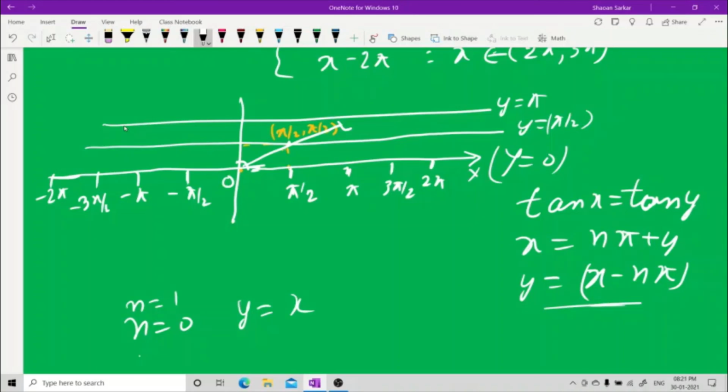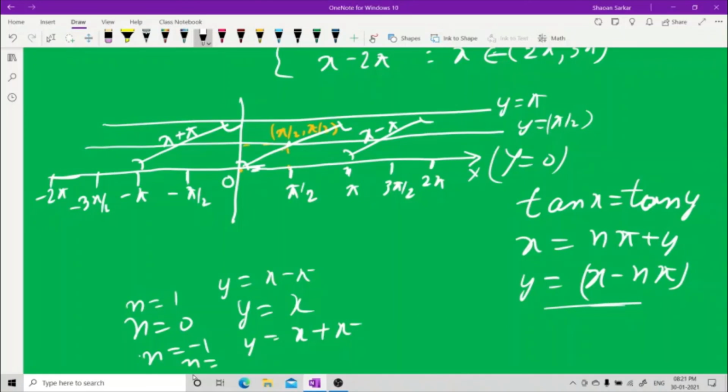you have y equal to x minus pi. You take this, draw this line. This is x minus pi. For n equal to minus 1, y equal to x plus pi. All of these have the same slope actually. Now n equal to minus 2, if you want to find it, it is y equal to x plus 2 pi. You go from here, don't reach this. This is x plus 2 pi.